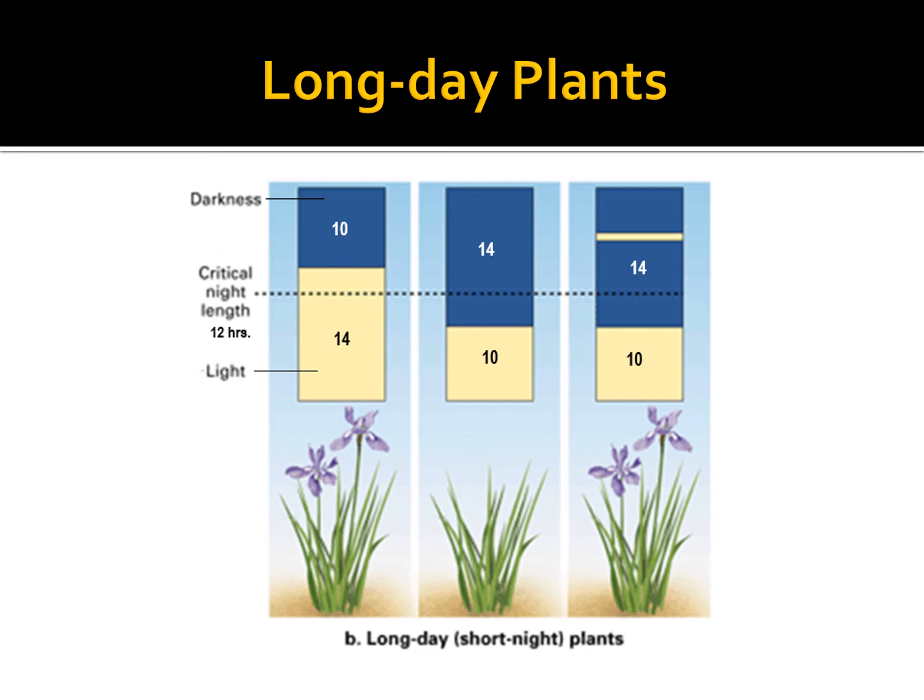Also notice that in each column, if you start out on the left hand side, 10 plus 14 equals the 24 hours in a day, 14 plus 10, 24 hours, and so on. So we're just breaking a day up into a lighted period and a dark period.